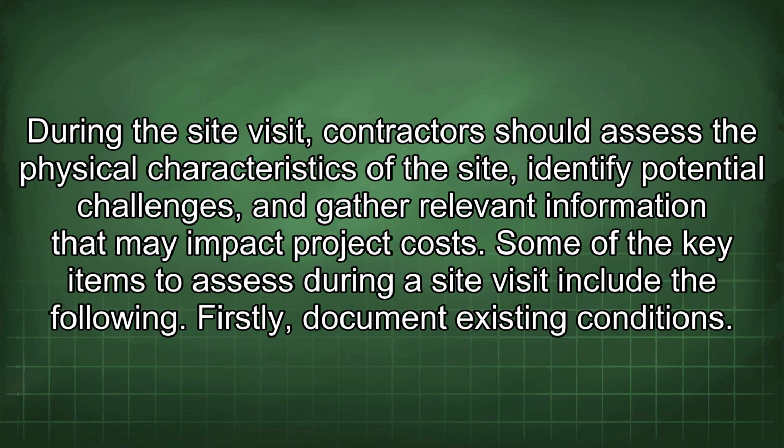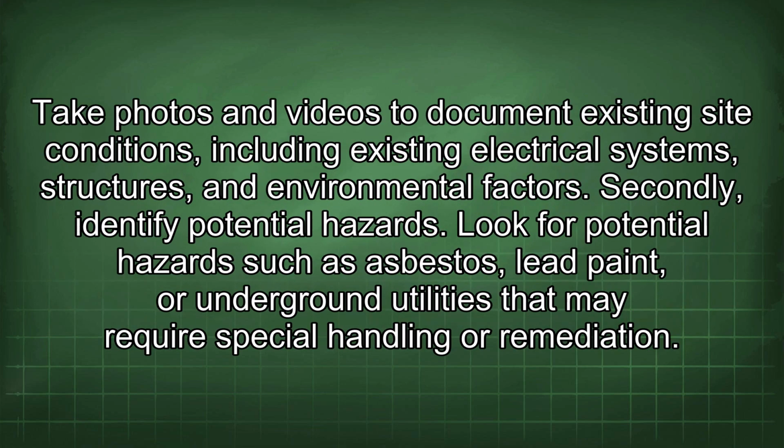During the site visit, contractors should assess the physical characteristics of the site, identify potential challenges, and gather relevant information that may impact project costs. Some of the key items to assess during a site visit include the following. Firstly, document existing conditions. Take photos and videos to document existing site conditions, including existing electrical systems, structures, and environmental factors. Secondly, identify potential hazards.